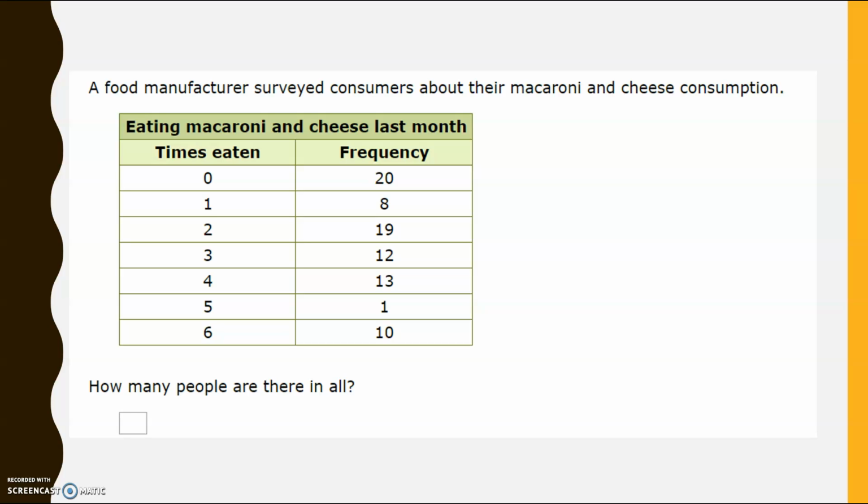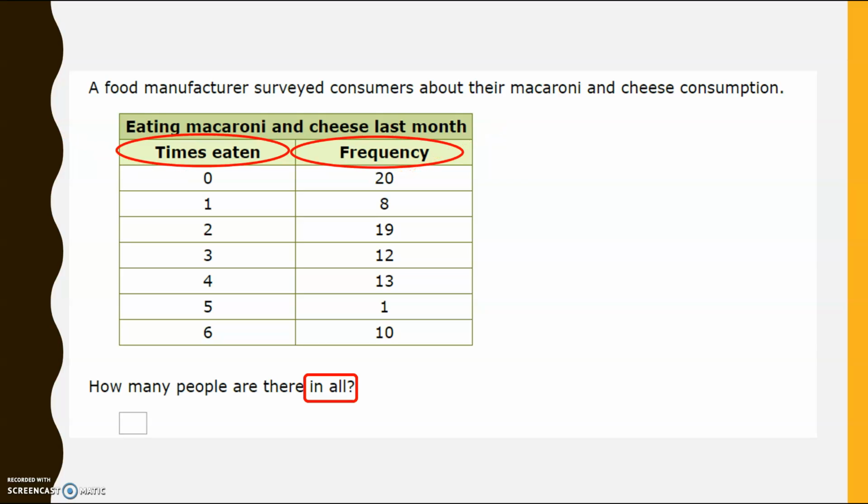It says, a food manufacturer surveyed consumers about their macaroni and cheese consumption. So the first column says the number of times eaten. That means that some people said they ate macaroni and cheese 0 times, some people said they ate it 1 time, some people said they ate it 2 times, and so on. The frequency column tells us how many people said each thing. So if we want to know how many people said that they ate macaroni and cheese 0 times in the last month, the frequency of that was 20. 20 people gave that answer.